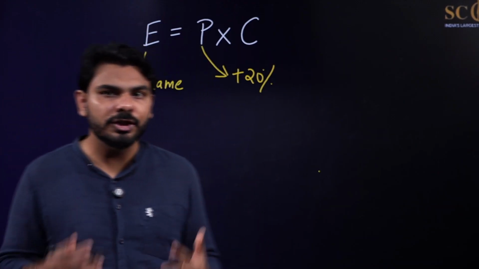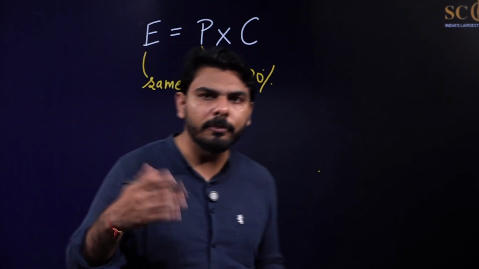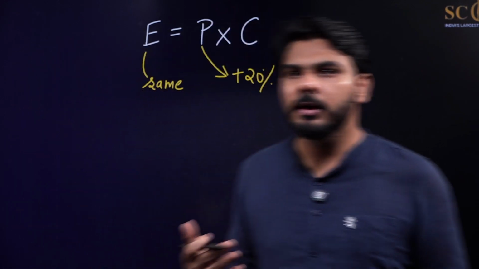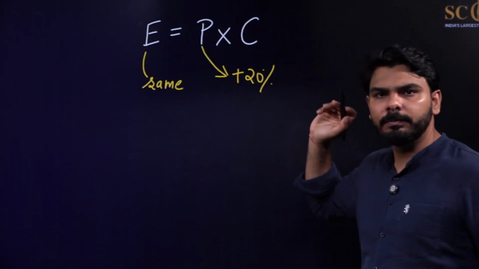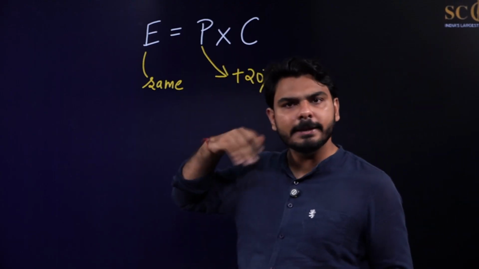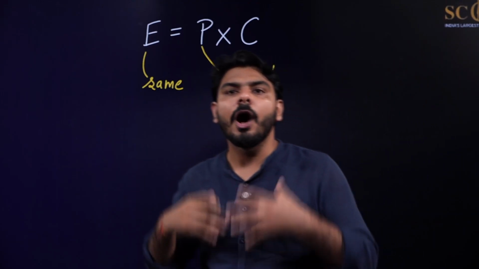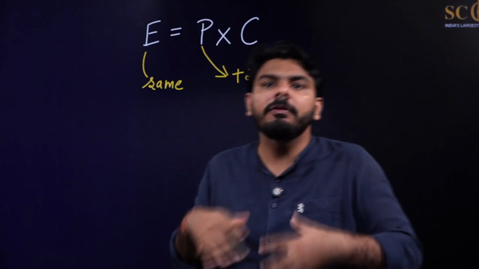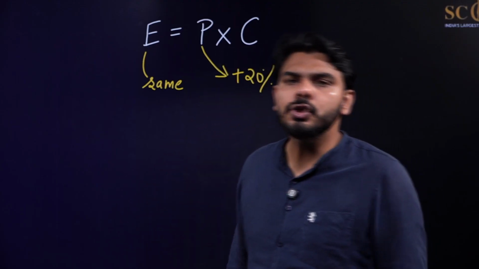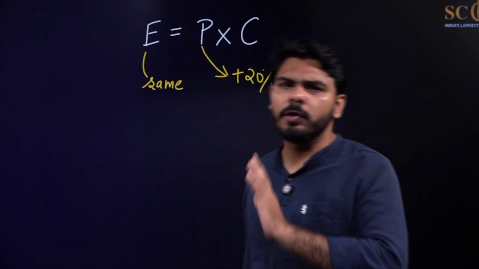So these kinds of questions will come in the exam. I hope you are getting the question. Suppose the price is getting increased and expenditure is constant, it will not increase. So you are being asked by how much percent the consumption will decrease in this case. There is a very easy method of solving this question.